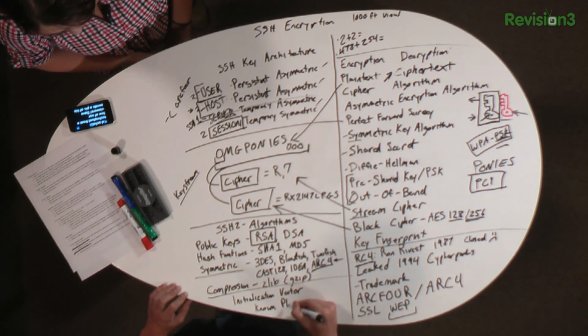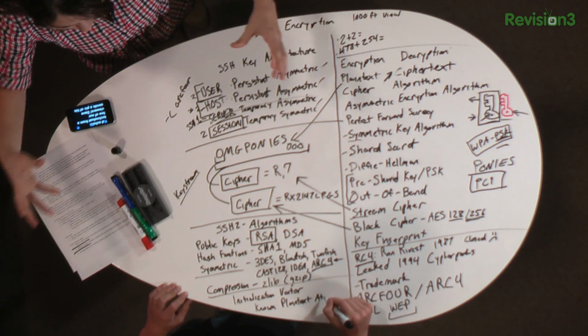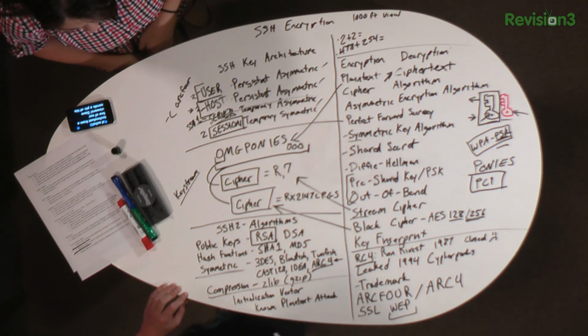That sounds like a rainbow key. Or, what is it called? Big rainbow table. Rainbow table, yeah. Right. Well, I don't know if a rainbow table can be used in the practical nature of a known plaintext attack. Perhaps it can.